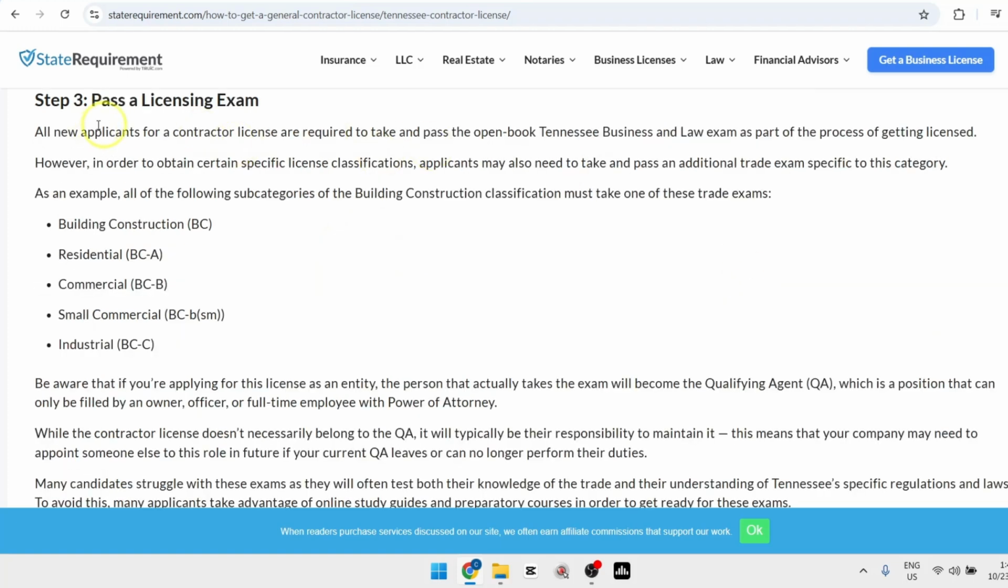The next step is, of course, you have to pass a licensing exam. So, for you to be able to obtain certain specific license classifications, you might also need to take and pass an additional trade exam specific to your license category. So in this example, it's for the building construction classification. So if you're trying to take this license, you have to take one of these trade exams to get that classification.